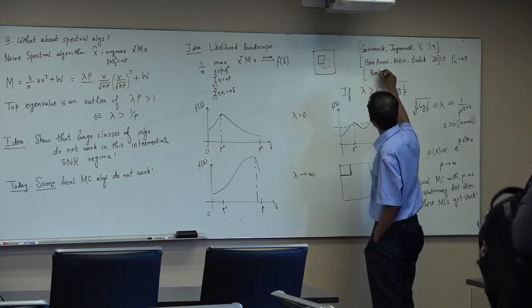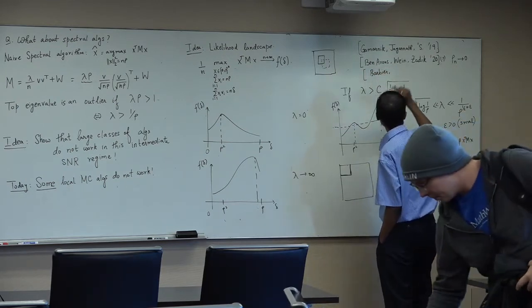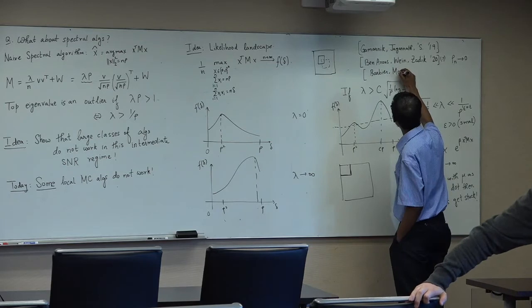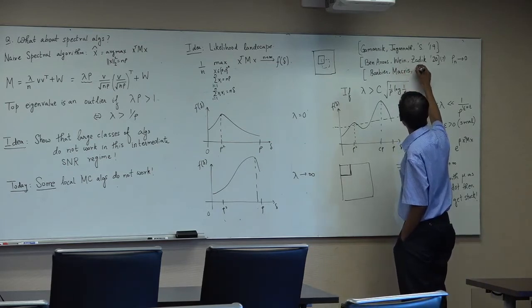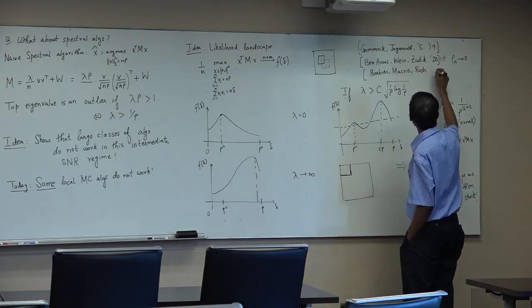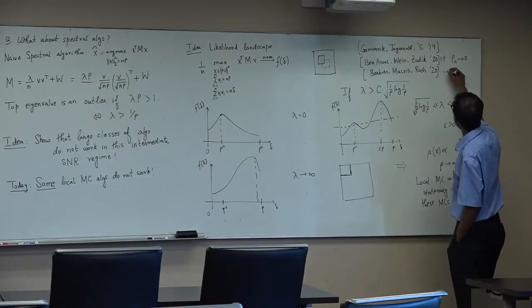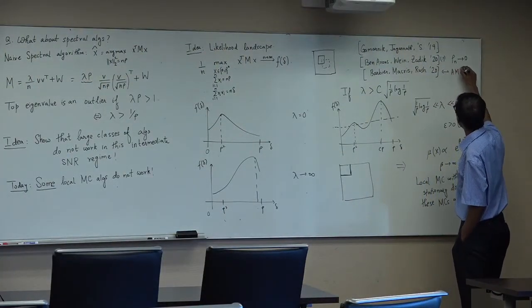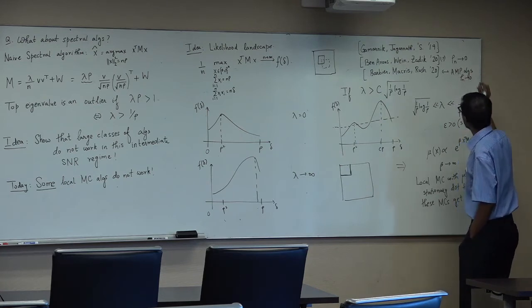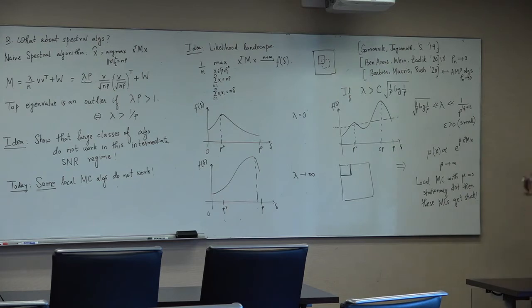There were investigations by Barbier, Macri, and Cindy Rush, also in the same year, who look at AMP algorithms under rho_n goes to 0, and they find that these algorithms essentially will also not work.